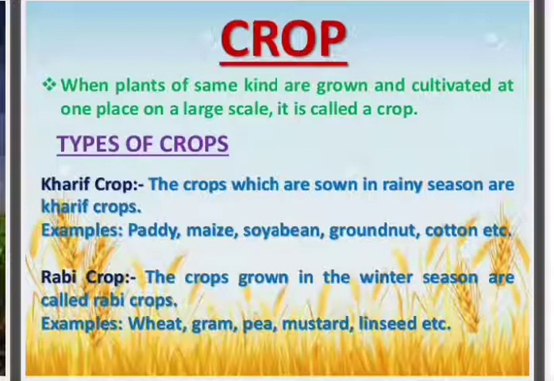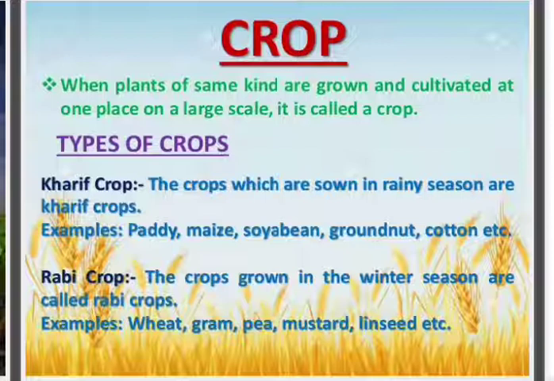Types of crops. Number 1 is kharif crops and rabi crops. Kharif crops are the crops which are sown in the rainy season, or in other words, the crops which require a lot of water for their growth. Examples: paddy, maize, soyabean, groundnut, cotton, etc.